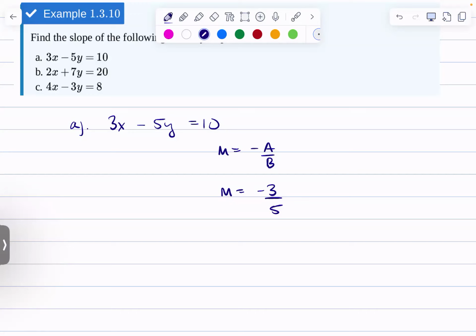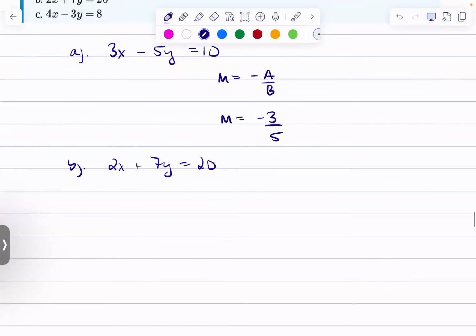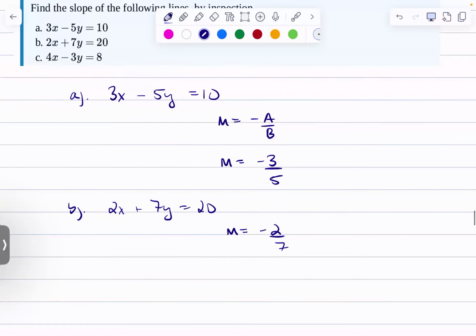That's nice. That's a lot easier than rearranging into y equals mx plus b every time, right? Which you can do. If you don't remember this shortcut, that's okay. Just rearrange into y equals mx plus b, and you got it. Same thing, 2x plus 7y is equal to 20. The only thing you need to make sure is that it's in the right order, which it looks like it is. So I'm just going to go ahead. m is -2/7.